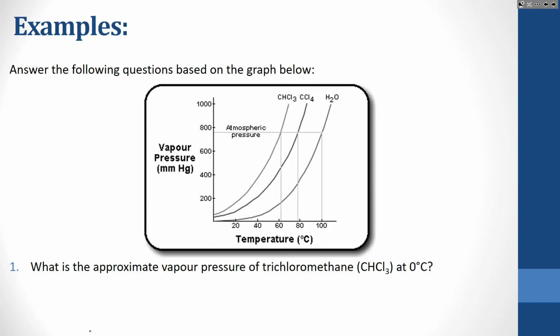If we're looking at this graph, you can see that there are 3 different substances, CHCl3, CCl4, and H2O. And what we've done is we've measured their vapor pressure at different temperatures, starting at 0 and working our way up to over 100 degrees.